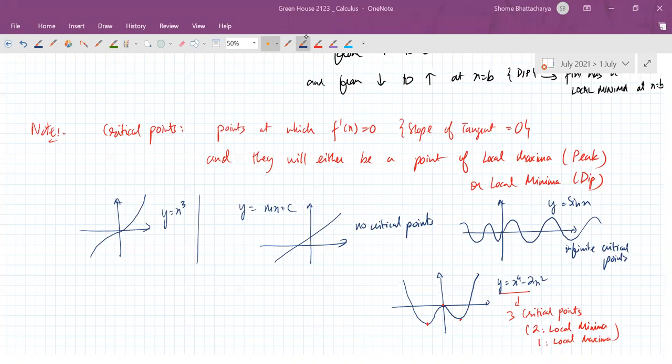So, yes, beta. Can you explain this once again? There's a problem with my internet connection. Sorry, which one? So this critical point. Right.